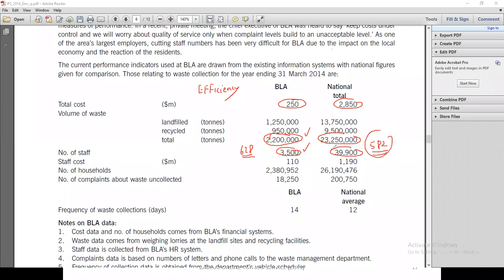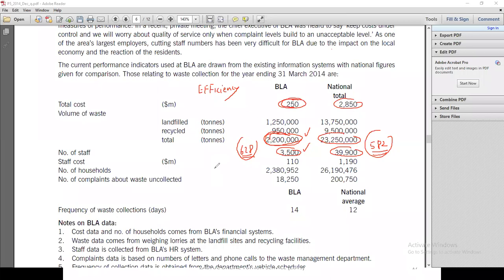So we are demonstrating, we're telling them that this is one way of looking at efficiency. The other way is to look at these tons here of waste and compare them with this input. So how much are we spending for each one of these?